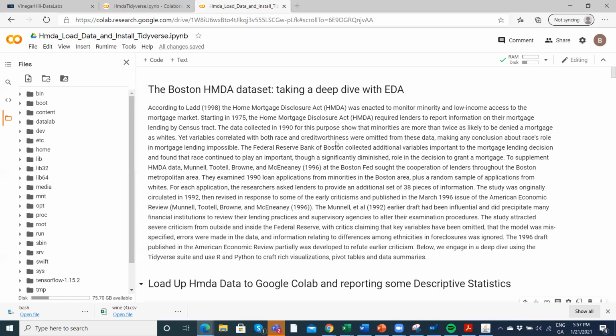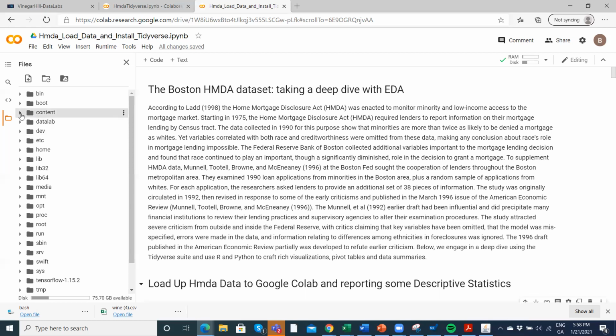So, okay, we need to load in some data. We have a pristine, or almost pristine, dataset that's coming in from Munnell, Tootell, Browne, McEneaney 1996. And we're going to load it in here to Google Colab, set up some basic analysis and see if we can answer in a kind of preliminary way, can we form some kind of perspectives on how significant race is in determining the outcome of lending decisions.